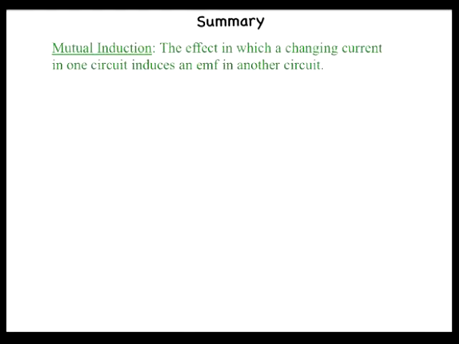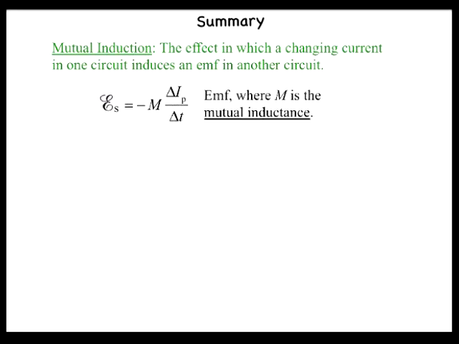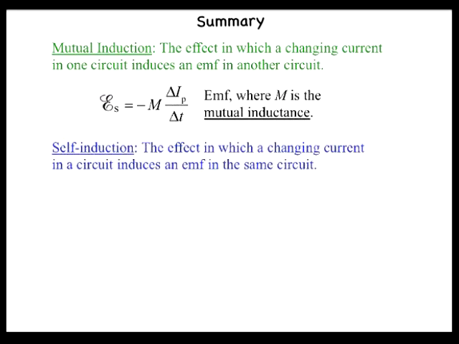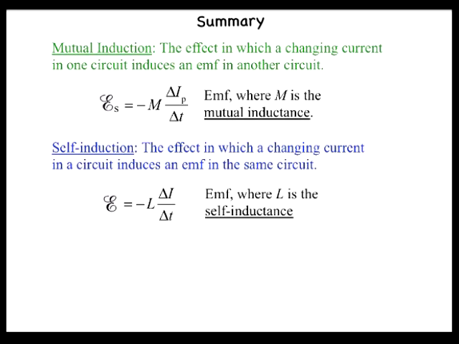In summary, mutual induction is an effect in which a changing current in one circuit induces an EMF in another circuit. The induced EMF is given by E_S equals negative M times delta I_P divided by delta t, where M is the mutual inductance. Next, self-induction is an effect in which a changing current in a circuit induces an EMF in the same circuit. The induced EMF is given by E equals negative L times delta I divided by delta t, where L is the inductance. The self-inductance is usually referred to as just inductance.